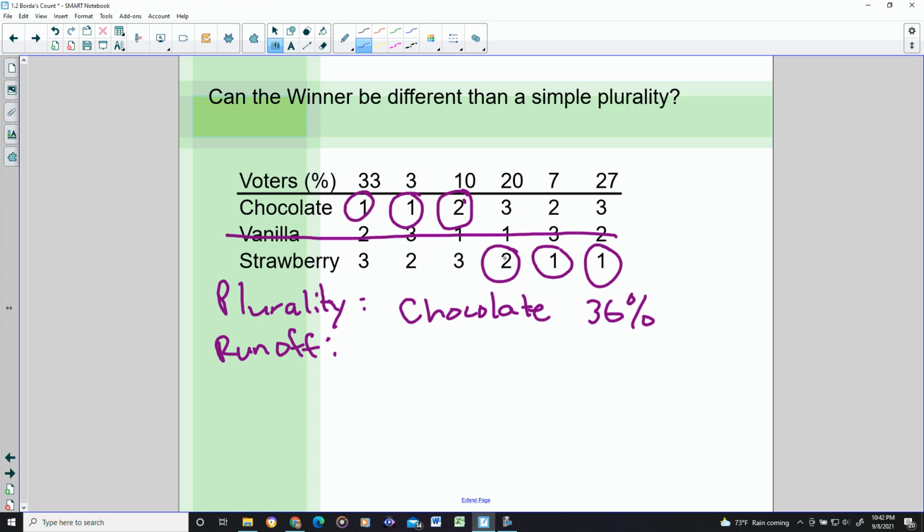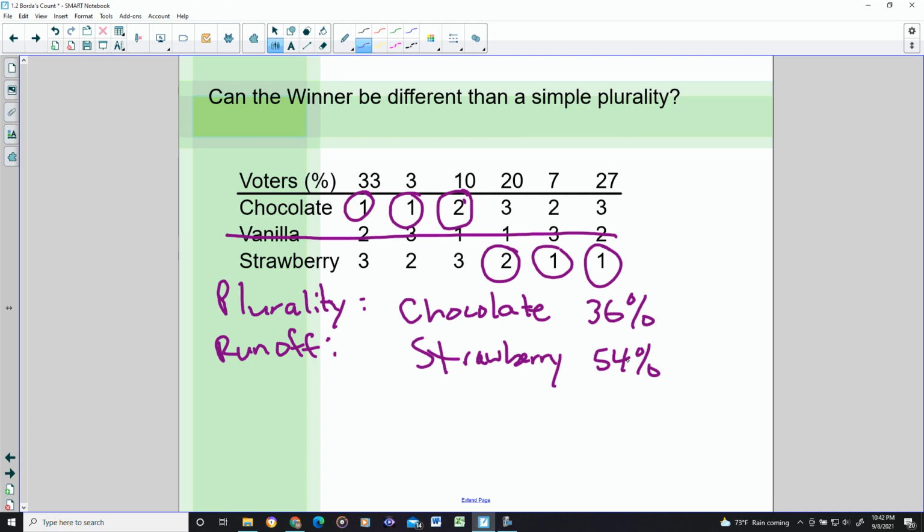So who's going to win? Let's see. 7 plus 27 is 34, plus 20 is 54. Strawberry is going to have 54, and chocolate gets 46. So guess what? Strawberry wins with 54% of the vote. Here's the case for the first time where you're seeing an election in which the runoff winner is different from the plurality winner.